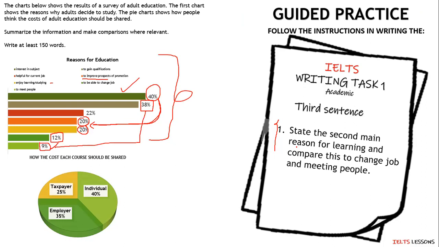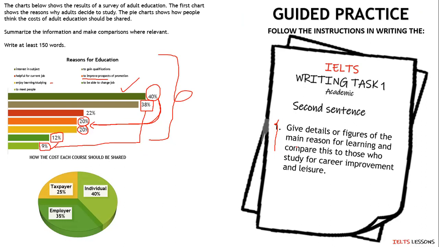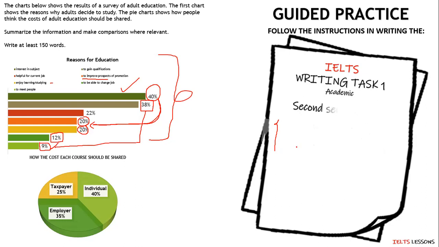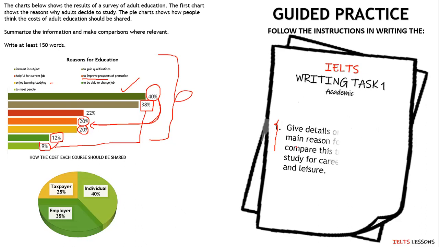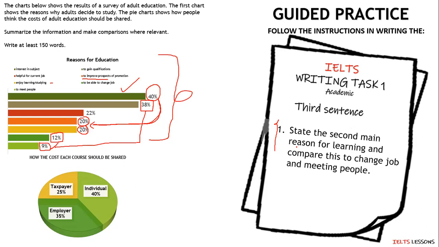And then last sentence, where is the last sentence, all right? Say the second main reason for learning and compare this to change job and meeting people, all right? Where is that helpful for current job? Let me review. Okay, first sentence. And leisure, okay. Change job and meeting people, right? There is no full sentence, okay.